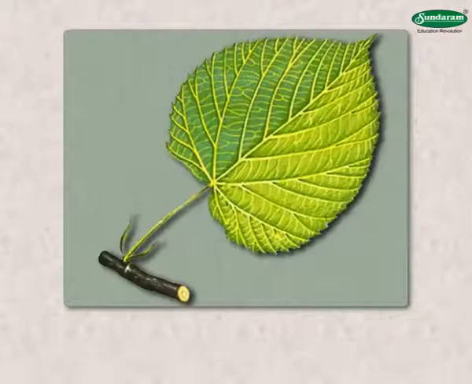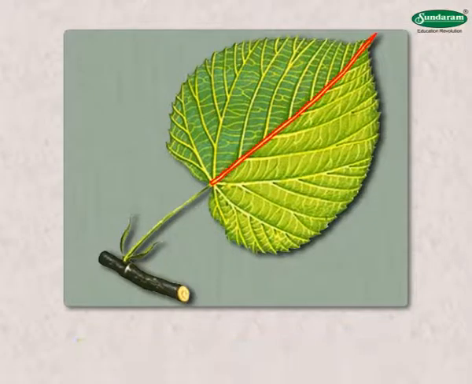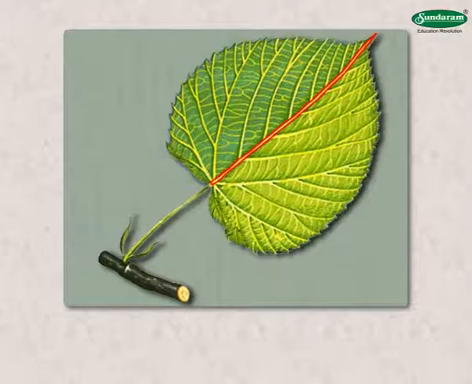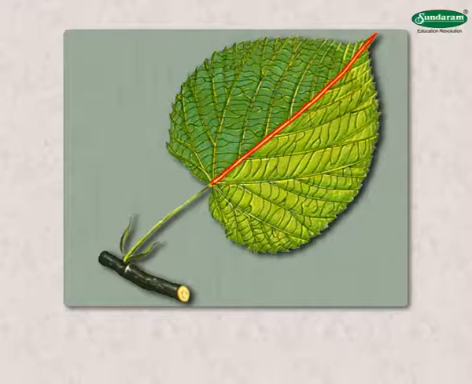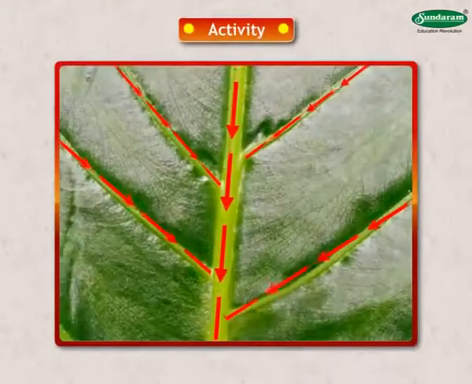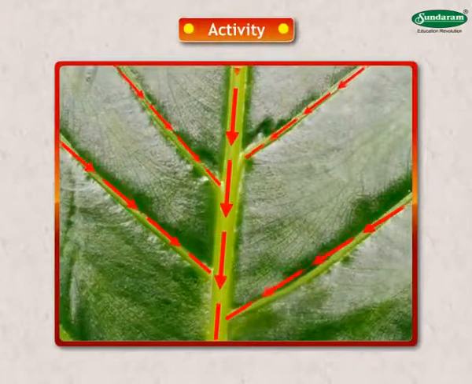Veins in the leaf and their network. See for yourself. Take a peepal leaf. Observe its lamina. There is a thick midvein in the center of the leaf blade which appears to divide the lamina into two parts. This vein branches out into smaller veins and veinlets, forming a network. Veins give support to the leaf. Food and water are also carried through the veins.